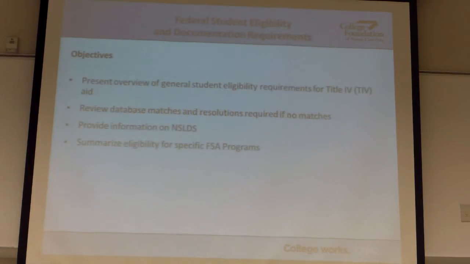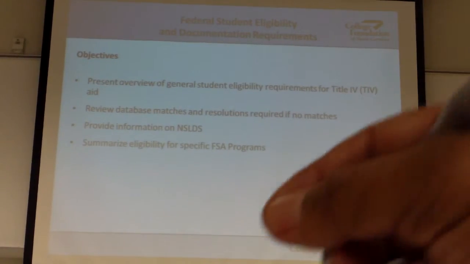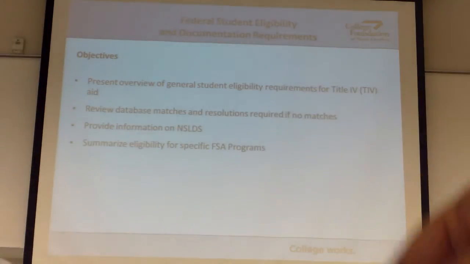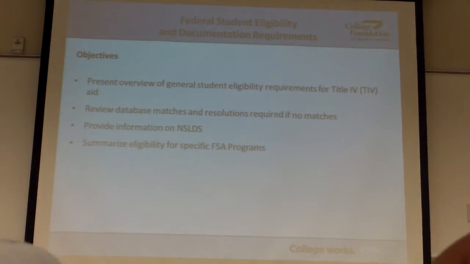Let's get started here. Here are a few of the objectives for this presentation: to present an overview of the general student eligibility requirements for Title IV aid. And so we're going to be looking at Title IV eligibility as opposed to state grant eligibility. Some state programs do have the prerequisite of Title IV eligibility before being eligible for state grants, but we'll be looking at Title IV or federal aid eligibility.